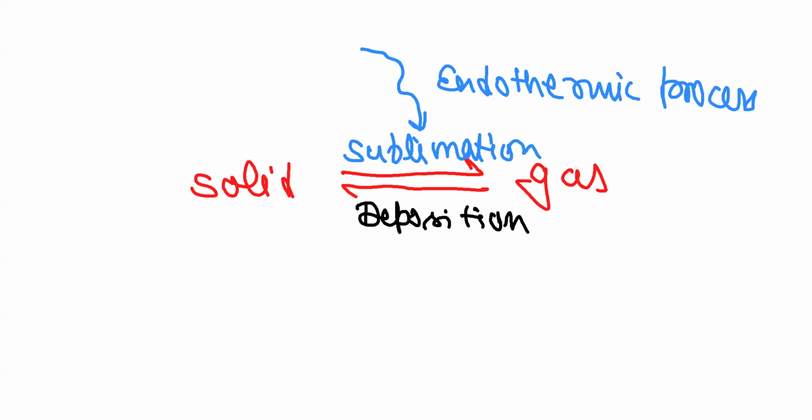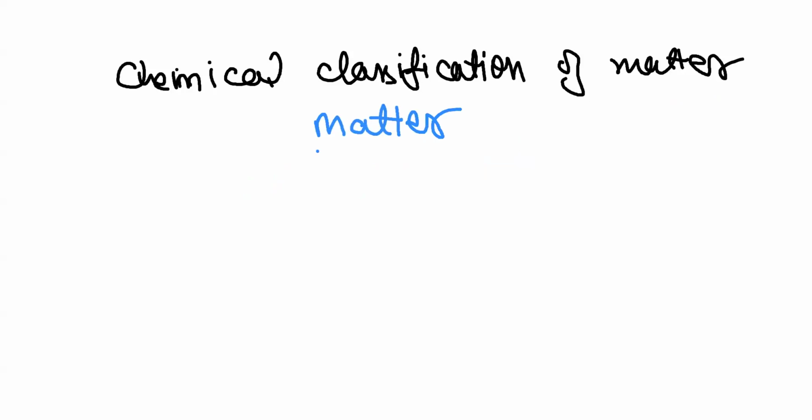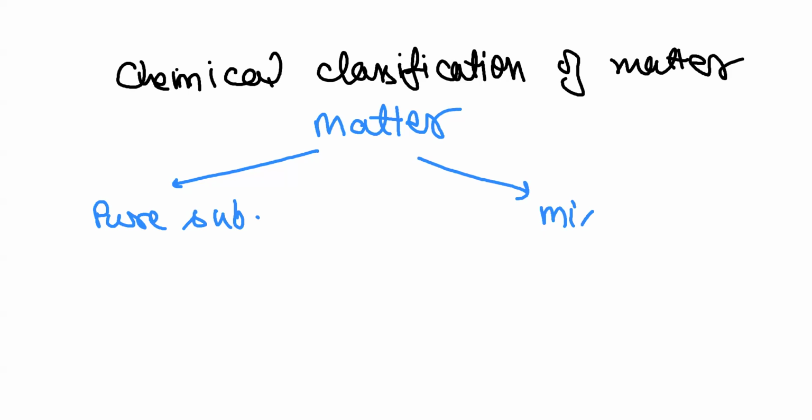Comfortable, beta? Yes, sir. So now we move on to the chemical classification of matter. This is now chemistry; before it was general science. Now we are entering into chemistry. So chemically, matter is classified into two categories: pure substance and mixture.